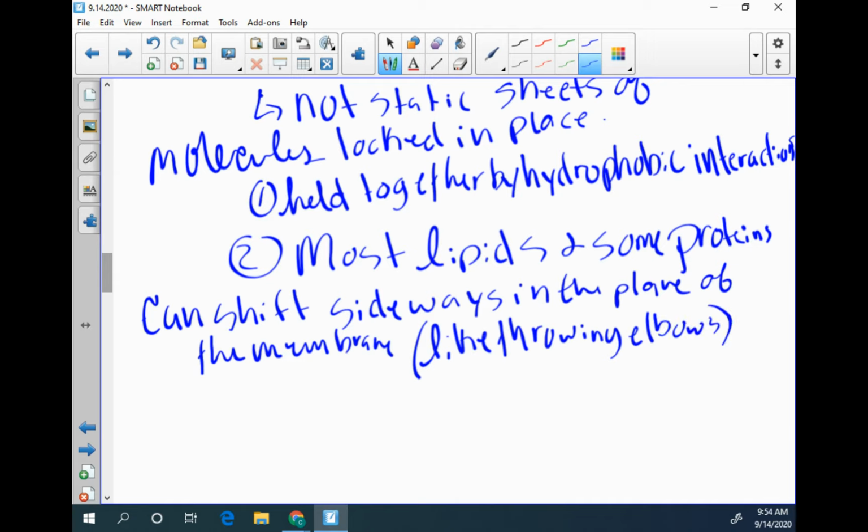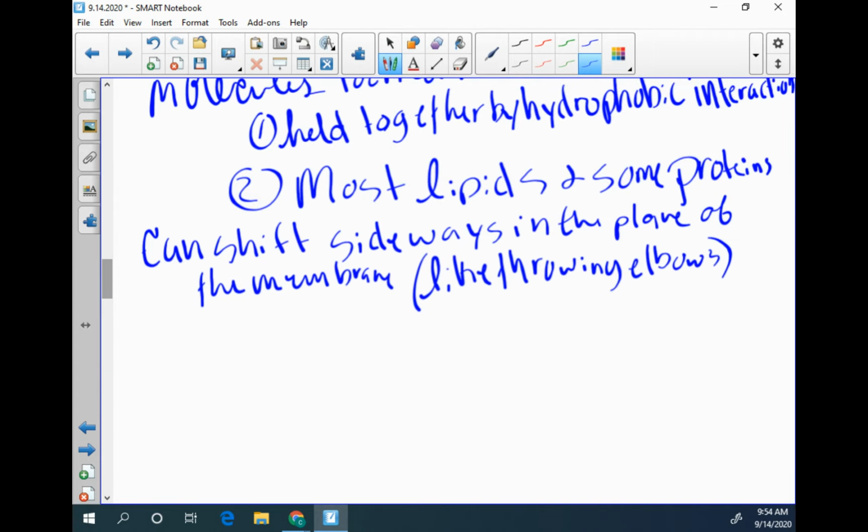It doesn't pop a hole in it. It doesn't let stuff leak out that normally wouldn't leak out. It just shuffles them around a bit. Very rarely, but it can happen, a lipid will flip-flop.